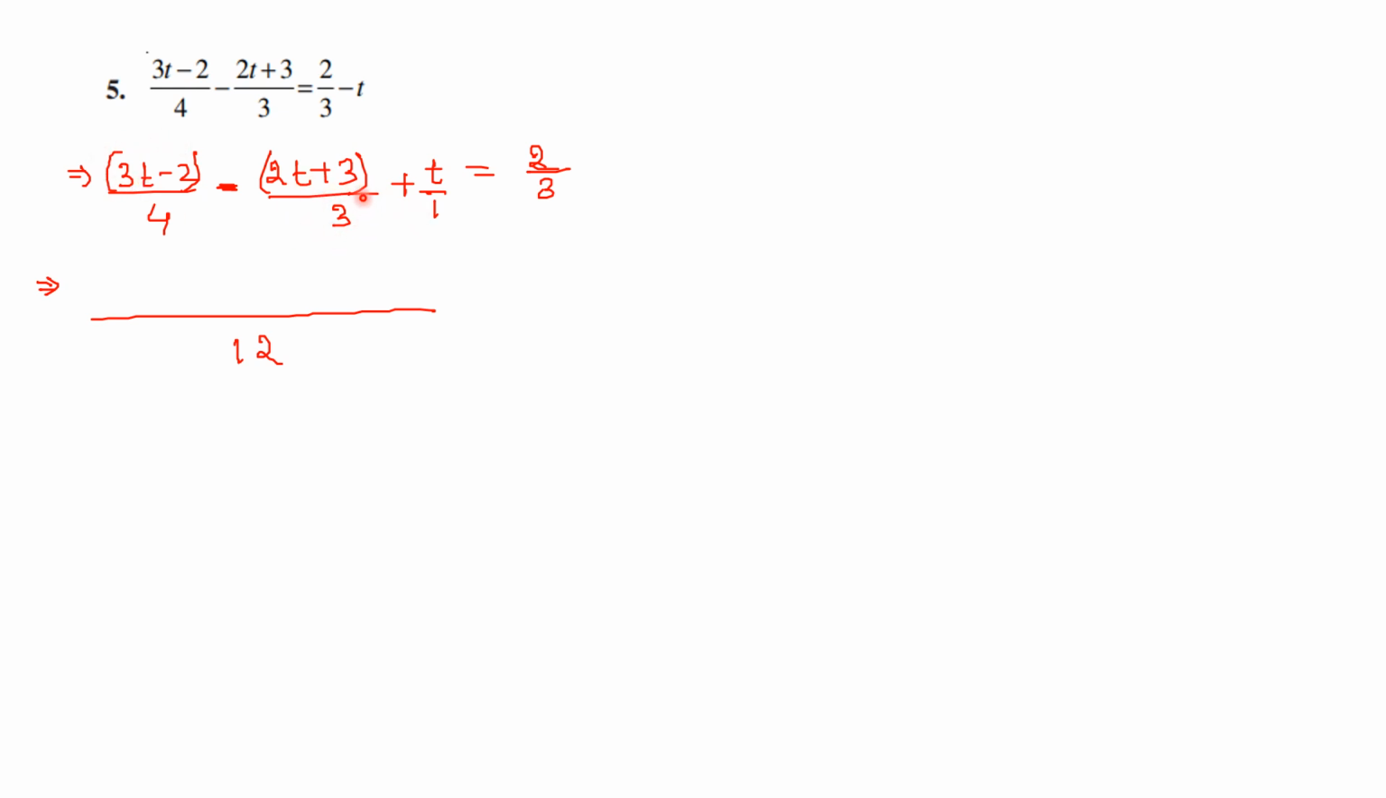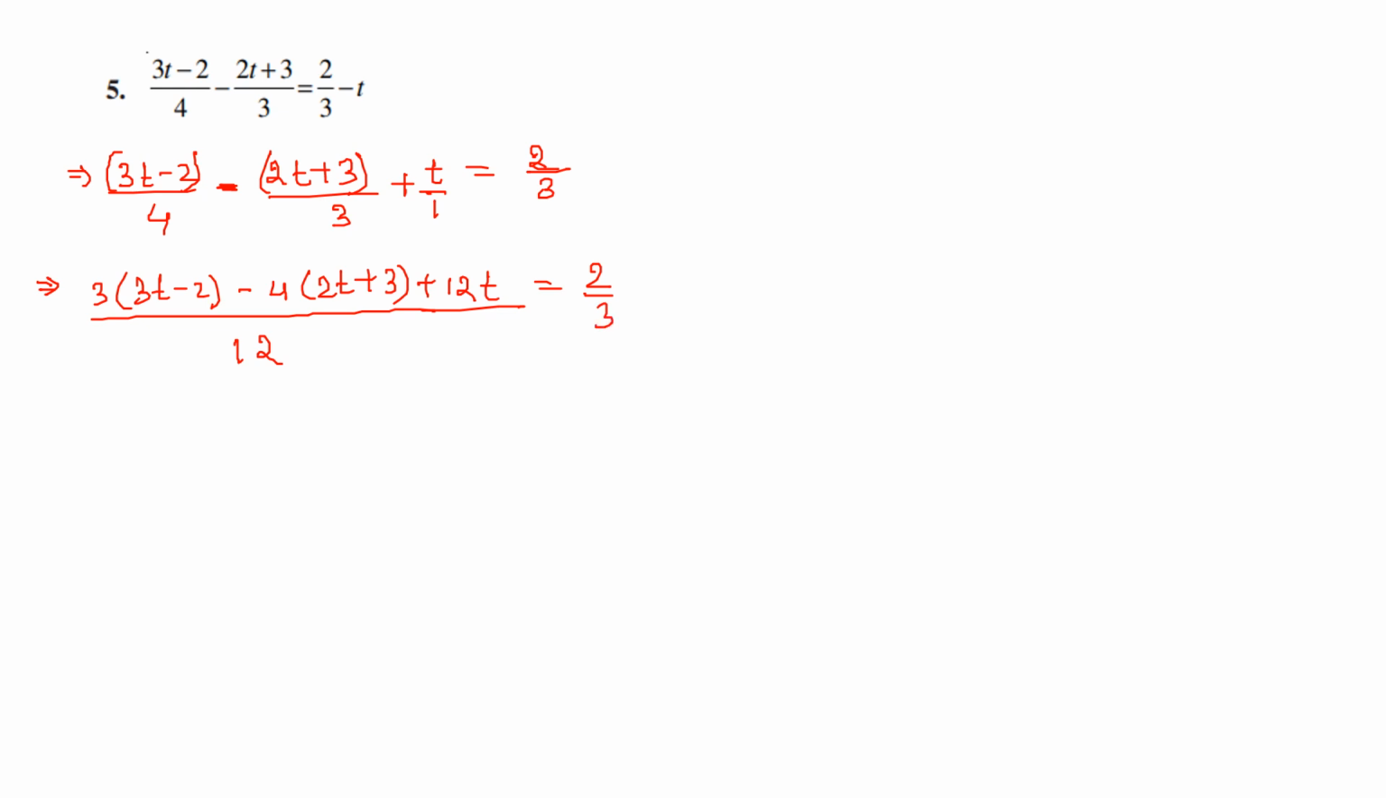Same way here in 3 table when 12 comes, when 3 is multiplied by 4, 3 times 4 gives 12. So 4 you have to multiply in the numerator part also. So let's do that. So it will be 4 times 3 is 12. So here it will be 3 into (3t minus 2) minus 4 times (2t plus 3). Now in the third one, if you see in 1, you have to multiply by 12 to get 12. So in the numerator t also multiply by 12.